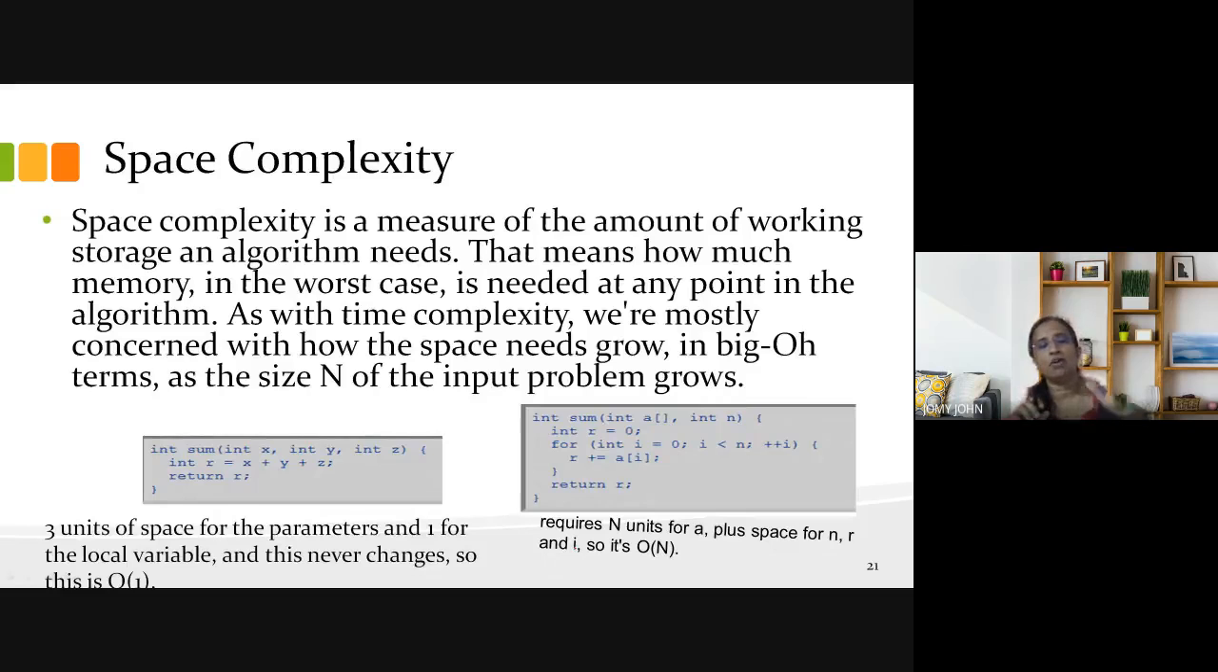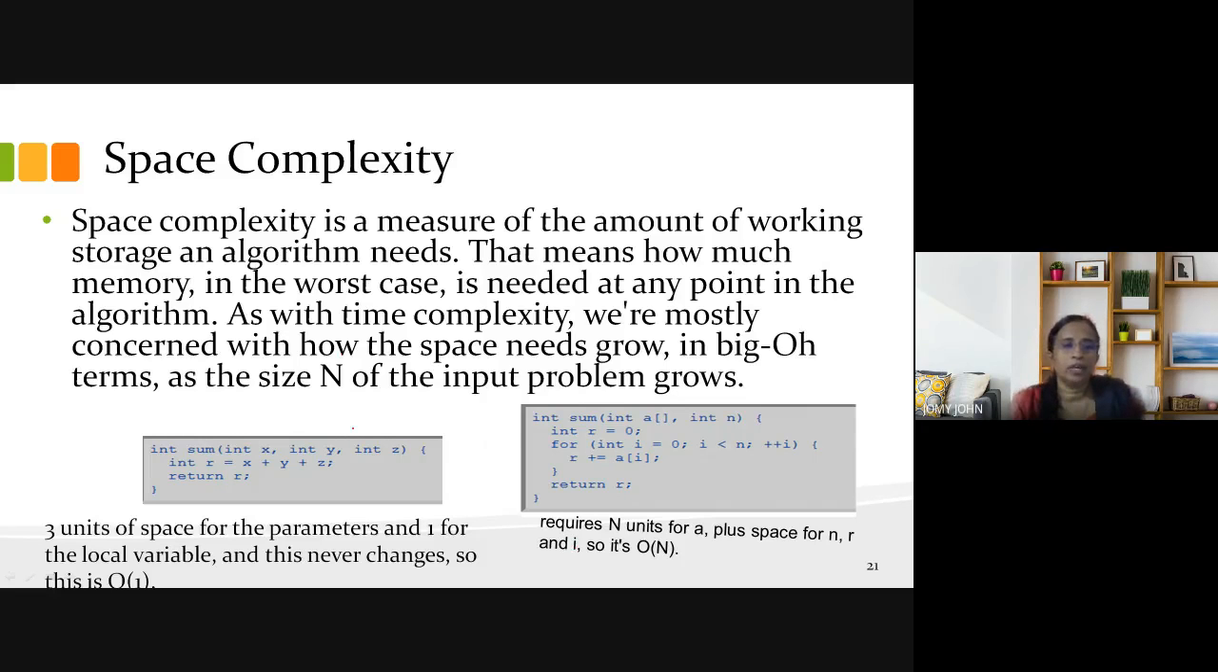Okay. Now see how you can measure the space complexity. Space complexity is a measure of the amount of working storage an algorithm needs. It means how much memory in the worst case is needed at any point in an algorithm. As with time complexity, we are mostly concerned with how the space needs grow: big O terms, omega terms, as well as theta terms.